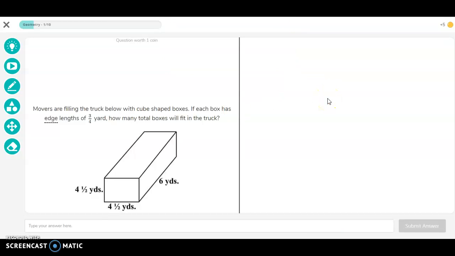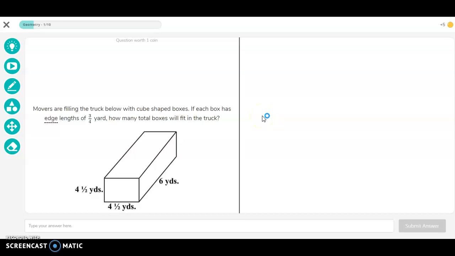So if you do that on a calculator, it's going to be a little bit easier. You're not going to get a perfect number. You're going to get 24.0498812, and I'm sure the numbers keep going, but you can assume 24 is what that answer is. The number behind the decimal doesn't tell the ones place to go up, so your answer is 24. So this question says movers are filling the truck below with cube-shaped boxes.